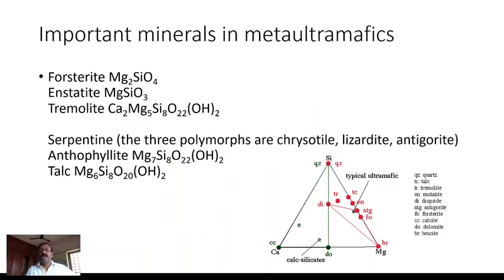Now let us examine what are the important meta-ultramafic minerals. As I said, the meta-ultramafics are represented by the system SiO2, CaO, MgO. Here MgO plus FeO will come. The major important minerals are forsterite, enstatite, tremolite, serpentine, anthophyllite, and talc. You can see here a number of minerals, but these are the major minerals seen in the meta-ultramafic rocks.